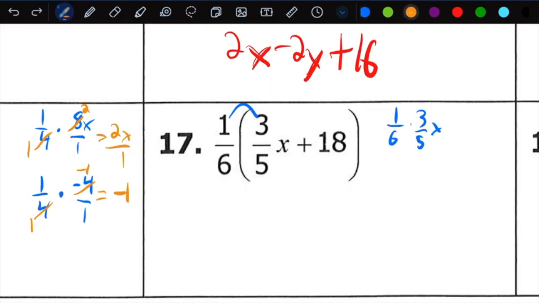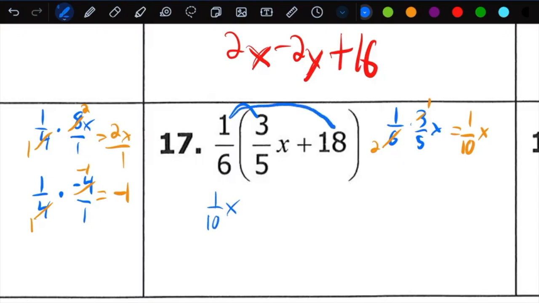As we cross reduce, 6 and 3 have 3 in common and become 2 and 1. So on the top we have 1 over, and on the bottom we have 10, and the x is going to be off to the side or on top. It's the same thing. So I'm going to write 1 over 10x. If you wrote x over 10, that's okay as well.